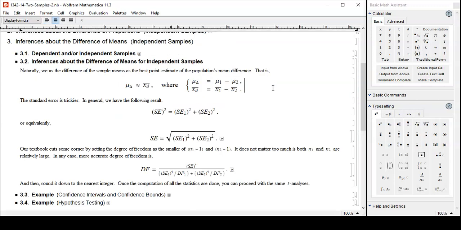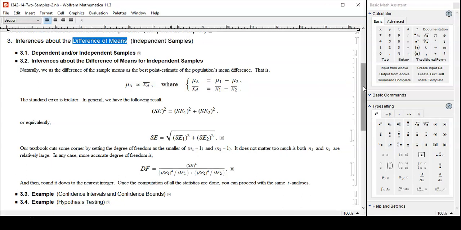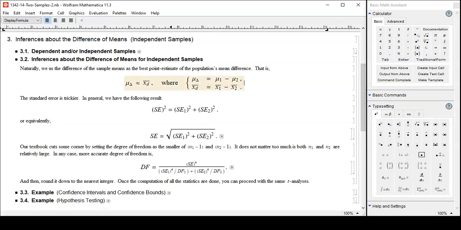Three things to remember. Number one, the mean. Well, that's simple. Take the difference. After all, we are talking about the difference of means. So there you go. Subtract one from the other. That's number one. Number two, standard error. Here's the standard error formula, and it's Pythagorean. Hypotenuse squared is horizontal squared plus vertical squared, and then taking the square root, we get the hypotenuse.